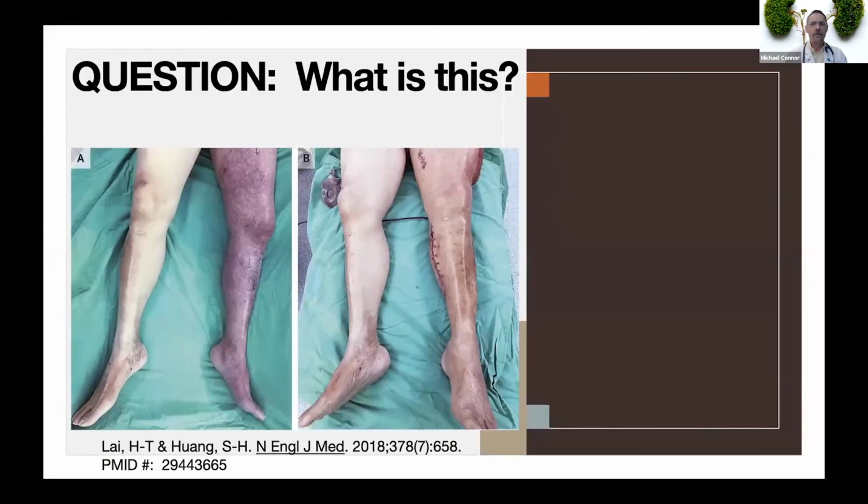Can anybody tell me what's going on? Well, you won't be able to tell me, but think in your mind, what's going on here in this leg? This patient's leg is all purple right now. Does anybody know what this is? This is called phlegmasia cerulea dolens. And this occurs from venous obstruction to the blood flow in the leg.